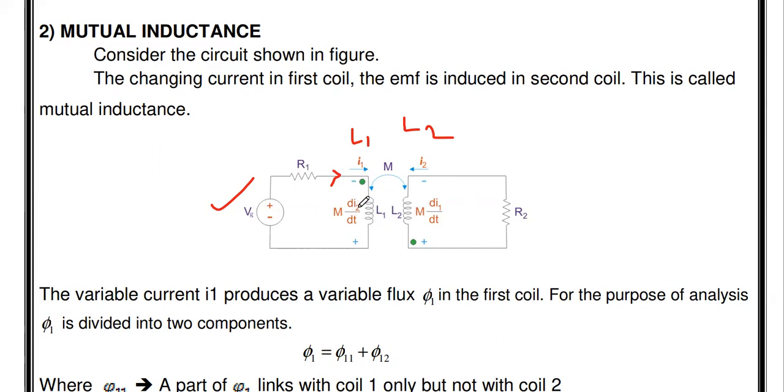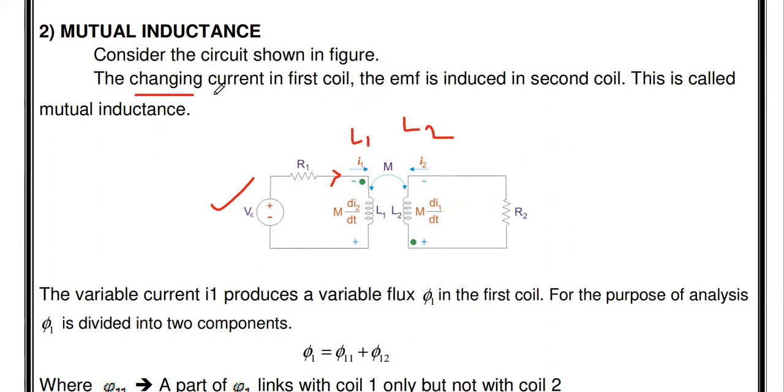Because of the current flowing through this coil, there is a flux linkage available. In that flux linkage, a part of the flux is linked with the second coil. Because of the flux linkage between coil 1 and coil 2, a current flows in the secondary circuit, which we call I2. Because of this current, a voltage is developed across this inductor. EMF is induced across this inductor. This concept is called mutual inductance.